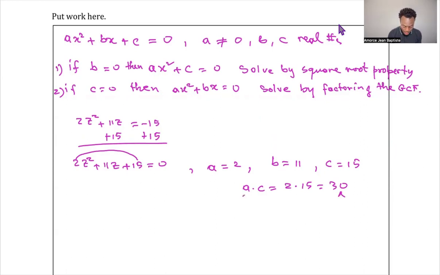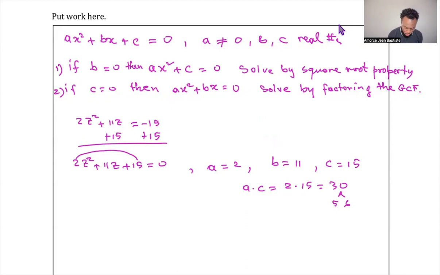So you multiply a and c, and you need two factors of a times c whose sum is b. So what are two factors of 30 that sum to 11? Some of you may start to think and find that it's 5 and 6, or 6 and 5.